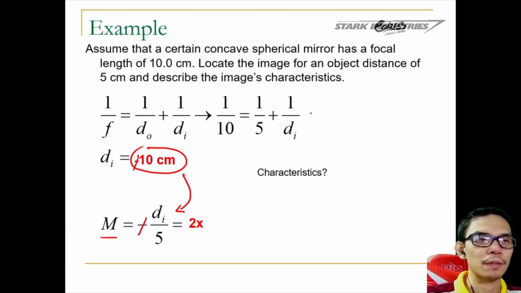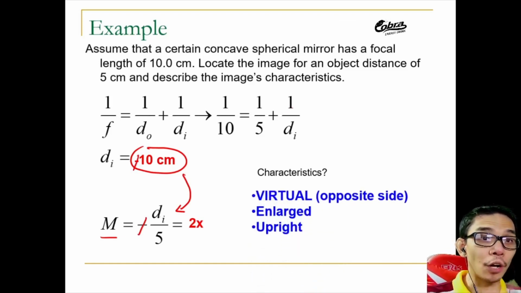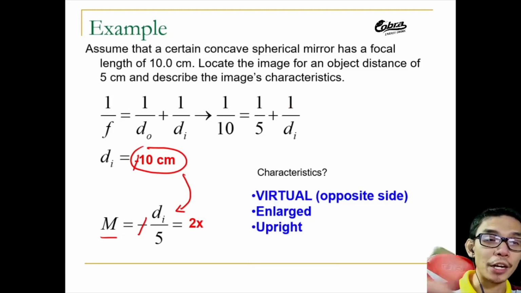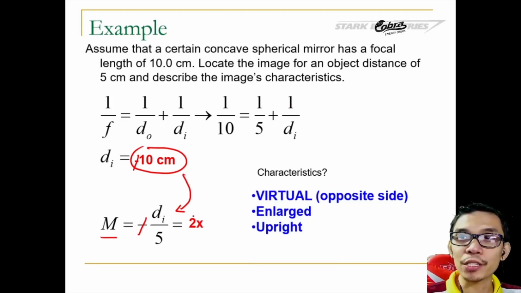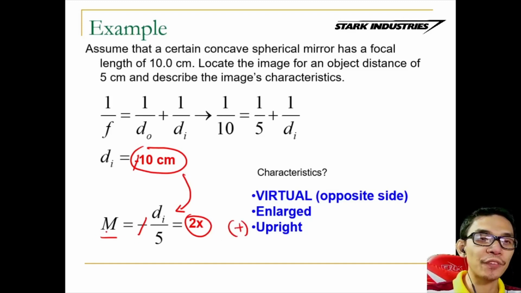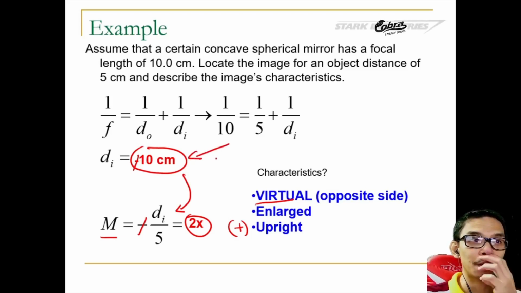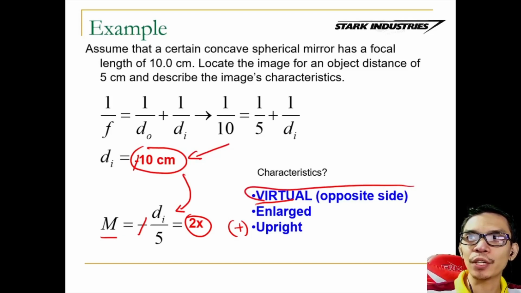So what does this mean? The image is virtual, on the opposite side. The image is enlarged, because the magnification is greater than 1. The image is upright, because the magnification is positive. And lastly, it is virtual, because we have negative 10 as the image distance. The negative sign tells us that it is a virtual image.